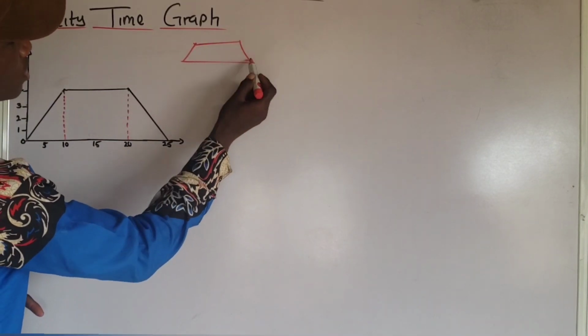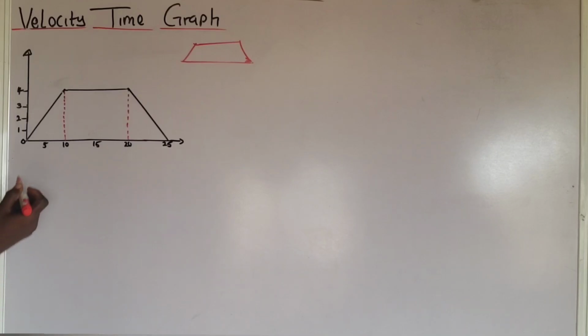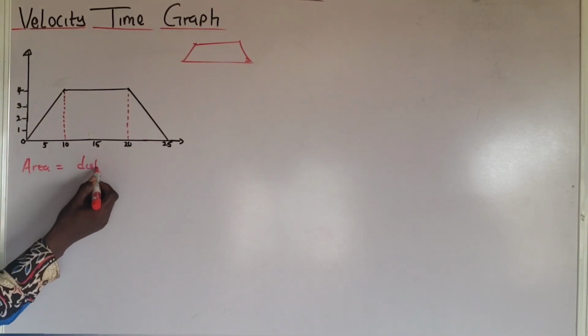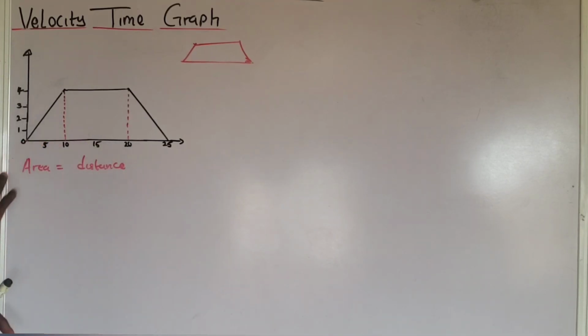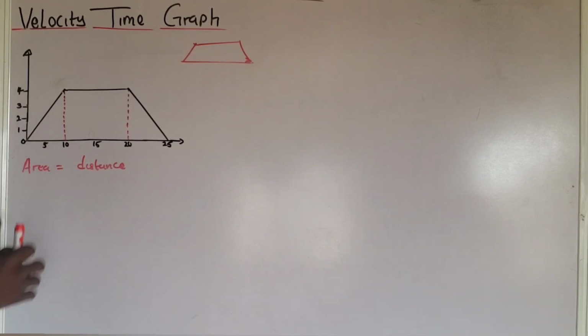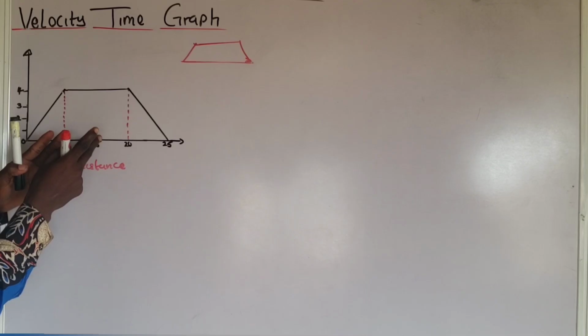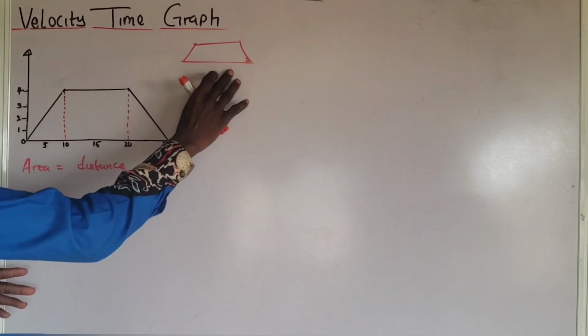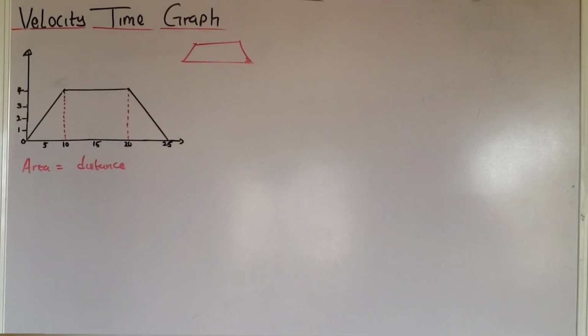You understand? But we don't need the area. Okay, let me just put it. Area is equals to distance. When you are dealing with velocity time graph, just pay attention to this. Area of the shape is equals to the distance of the body. You understand? Okay. Now, the total area that we have on this velocity time graph is a trapezium, but we are not asked to determine the total distance. We are asked to calculate the distance that the body covered in the first 20 seconds.